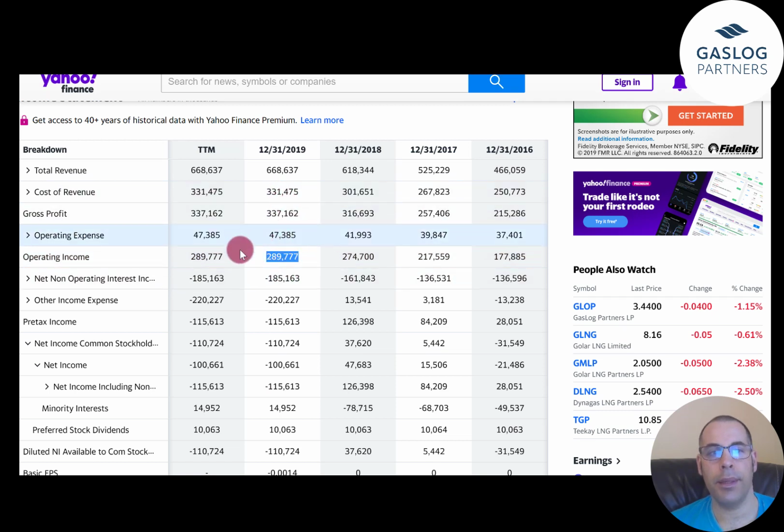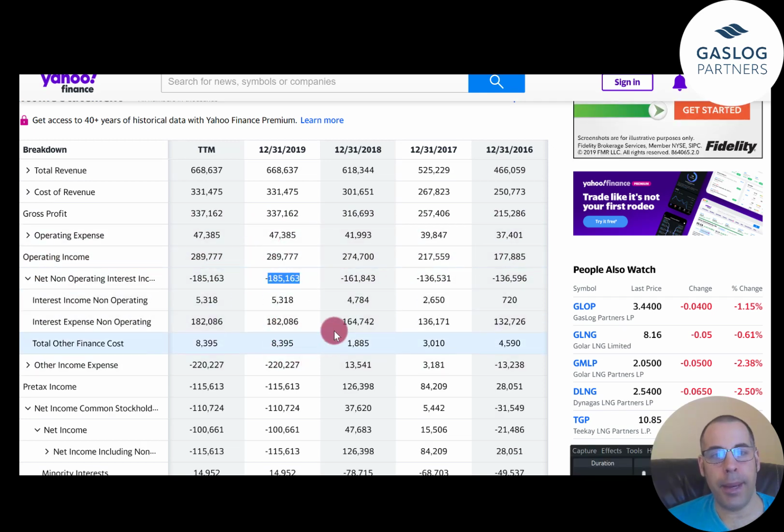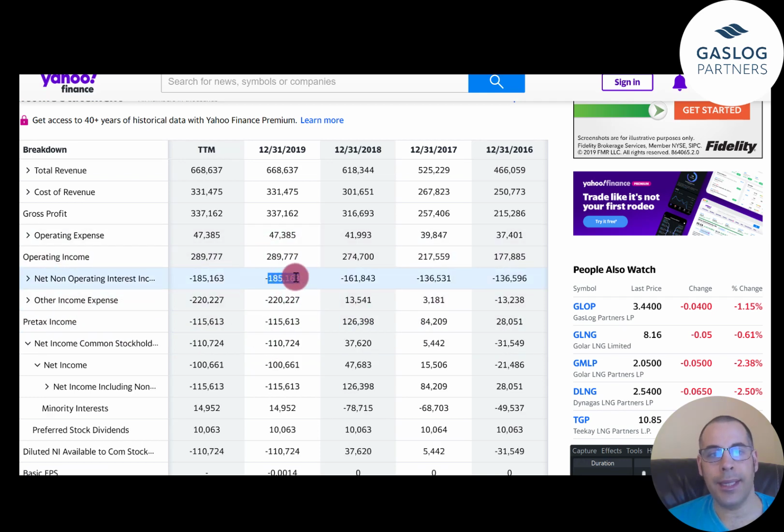That's $289 million. If a company has negative operating income for a long stretch of time, it will eventually go out of business. Below that is the interest they pay on their debt and the interest they receive on their investments. You want to make sure this number is less than operating income, because if it's not, that means the company will need to take on more debt in order to run its day-to-day operations.